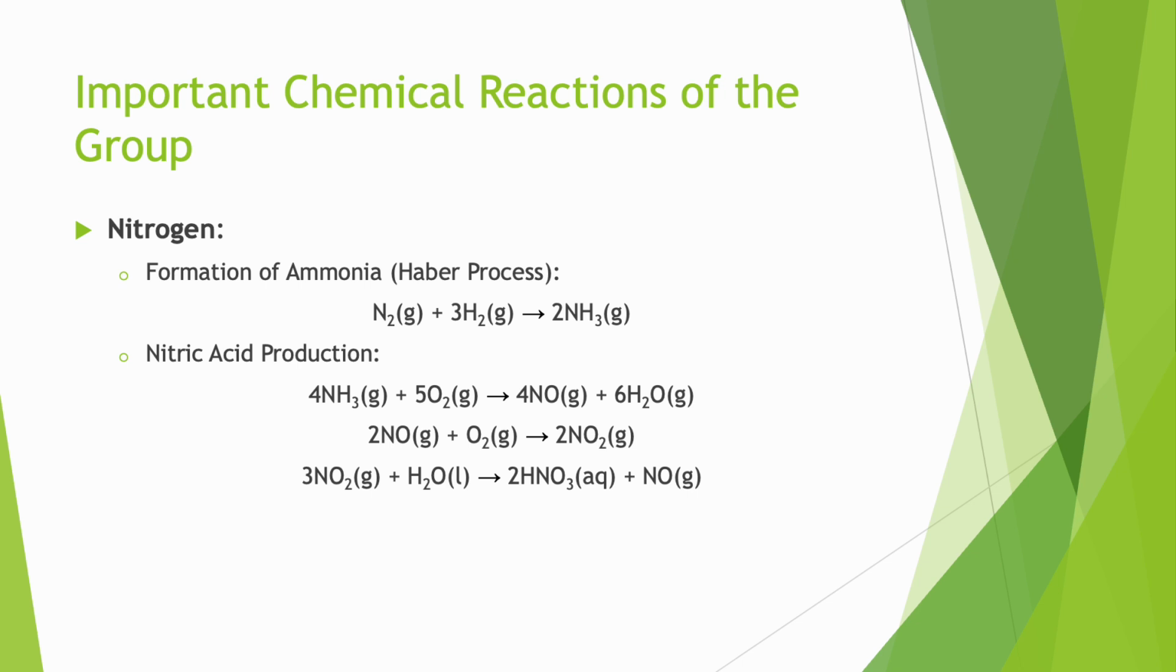Important chemical reactions of the group. For nitrogen specifically, the formation of ammonia through the Haber process involves combining nitrogen gas with hydrogen gas under high temperature and pressure, using a metal catalyst, typically iron, to produce ammonia, according to the chemical reaction as seen. Also, nitric acid is formed through a process called the Ostwald process, where ammonia is oxidized to nitric oxide, and further oxidized to nitrogen dioxide, which is finally absorbed in water to produce nitric acid.